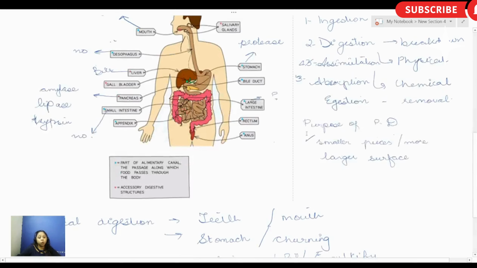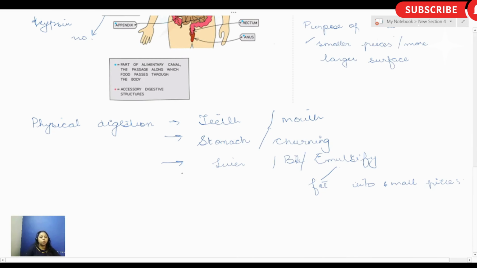So there is one more concept which you need to know. There is digestion of certain molecules in certain parts. So we say digestion of starch starts in the mouth, though it continues, but it starts in the mouth. Digestion of protein starts in the stomach, not in the mouth. So if we are taking in protein food, it's not going to be digested in our mouth. It has to go down to the stomach to get digested.